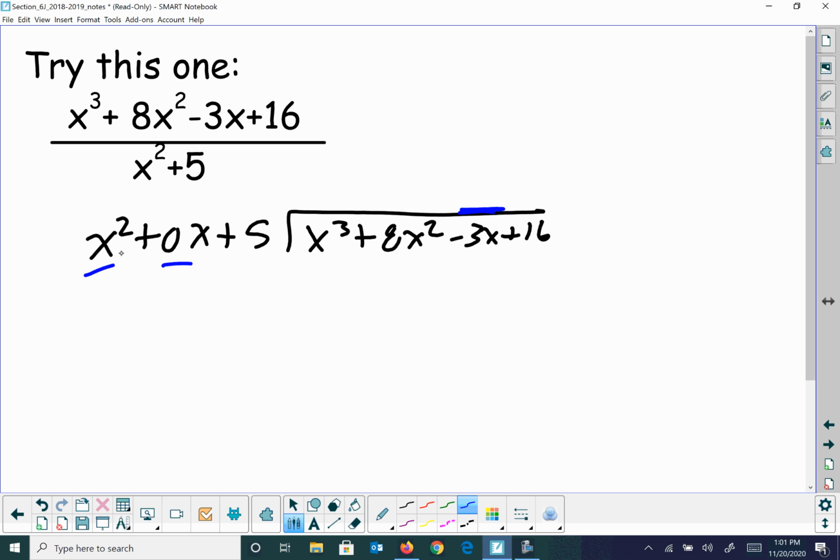What times x squared gives me x to the third? And that would be x. So x times x squared is x to the third. x times 0x is 0x squared. x times 5 is 5x.